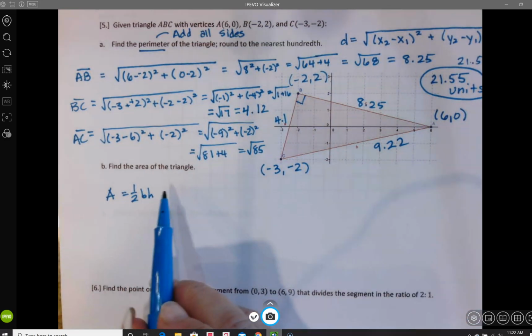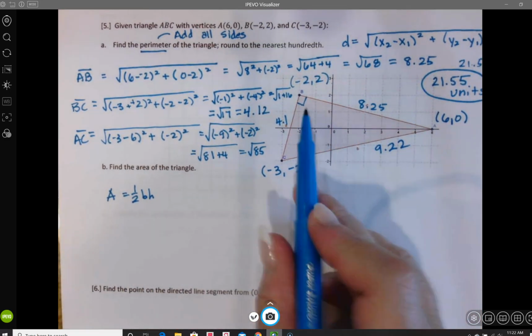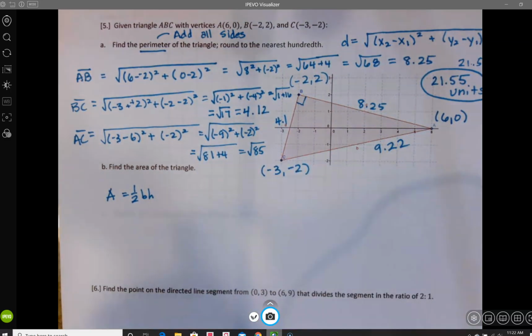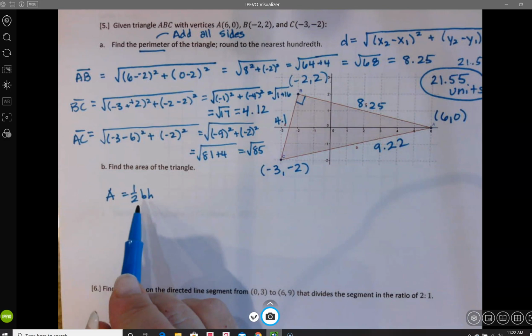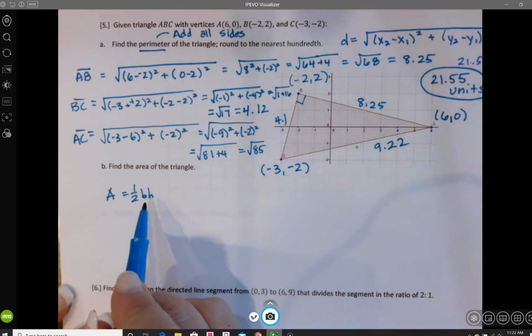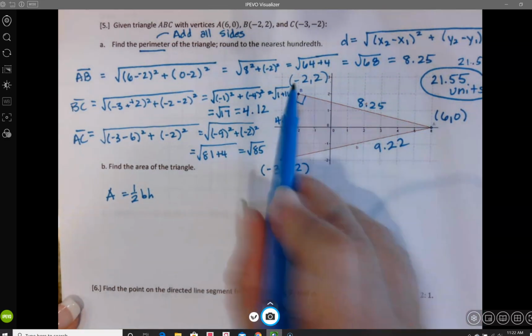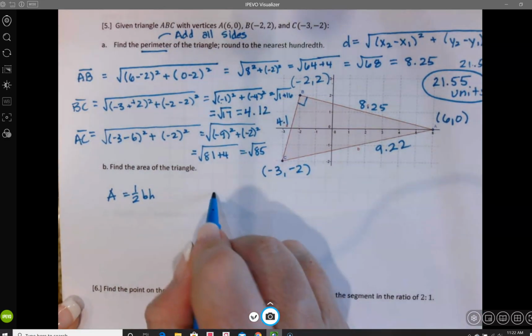Okay, so I'm going to do a quick check to make sure that these lines are perpendicular before I go ahead and use this formula, because I don't want to use the base and the height if they are not perpendicular. So I'm going to do a quick slope formula on line AB.